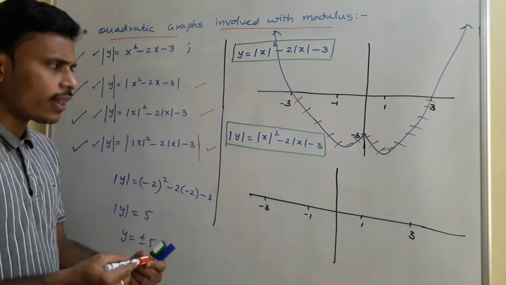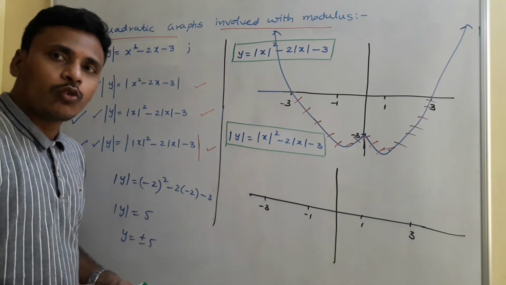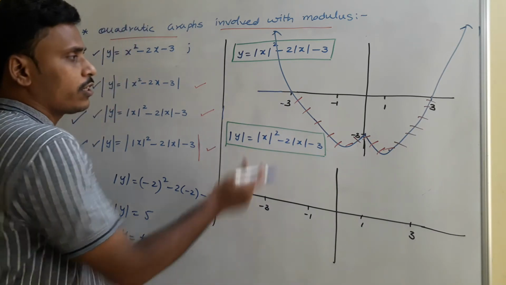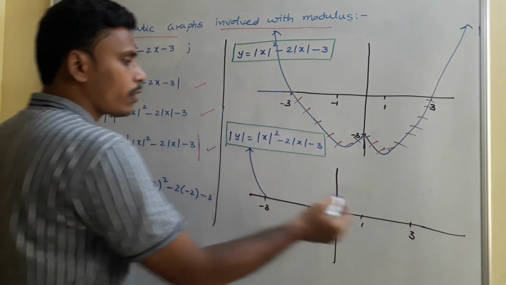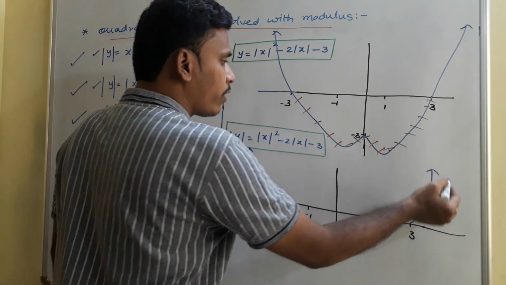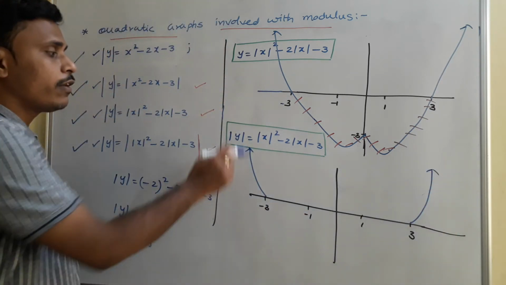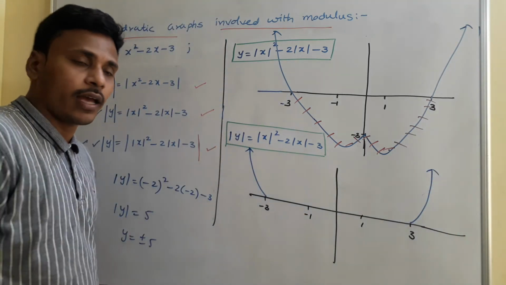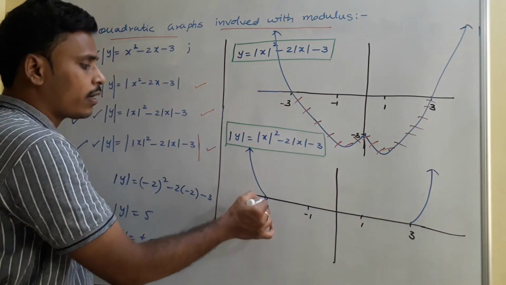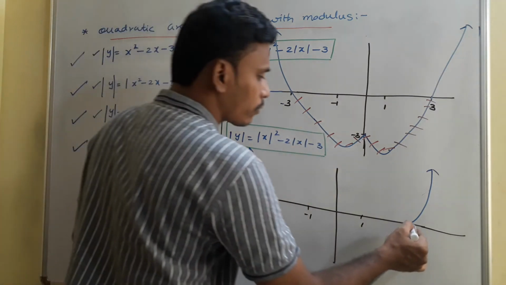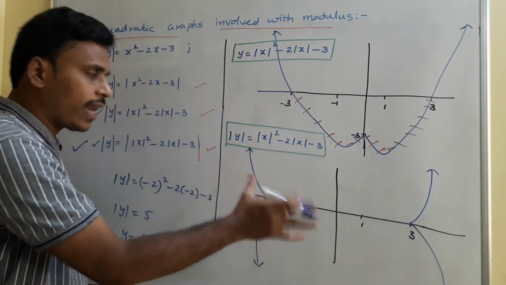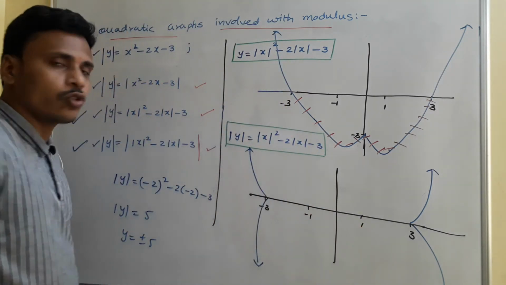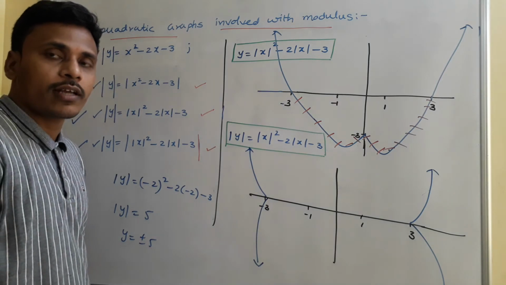If you neglect all the graph in the negative region, then you need to consider the graph of the positive region. This is minus 3 and this is 3. So just this is the graph in the positive region. And since we include modulus for y, we need to repeat this part in the negative region symmetrically. Okay? At the end, just have a look. This is the graph of mod y is equal to mod x square minus 2 mod x minus 3.